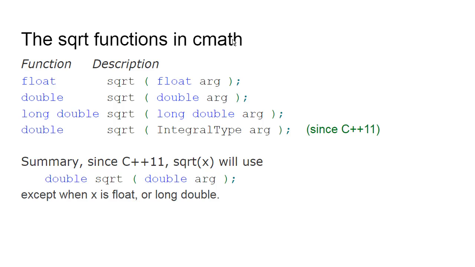The square root function we use is defined in cmath. In fact, there are multiple versions of it taking different input types. So in summary, if the input is a float type, then the output will also be float type. If the input is long double, then the output will also be long double. For any other type, for example, if you call square root with an integer, then you will get a double as the result.